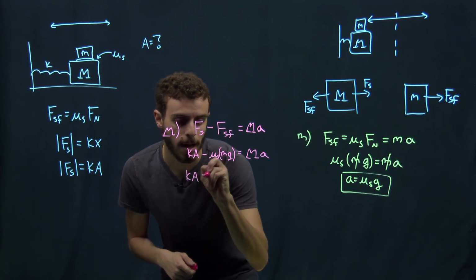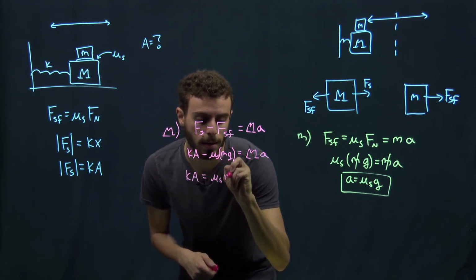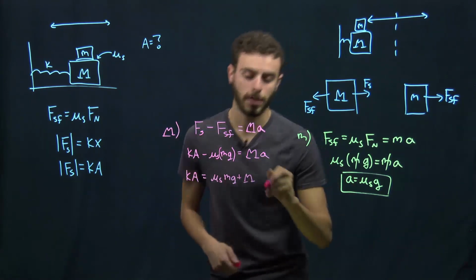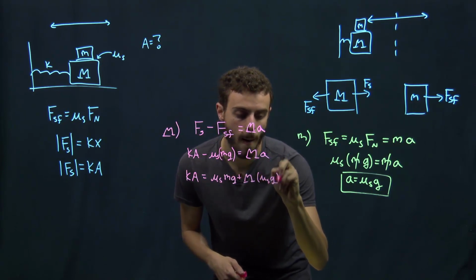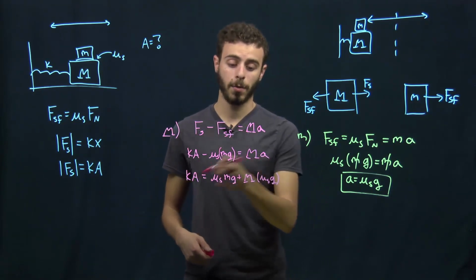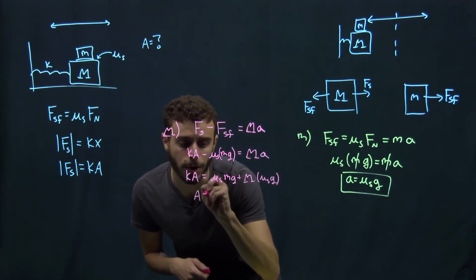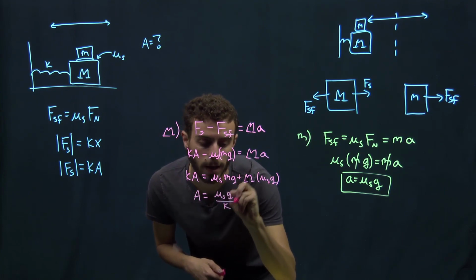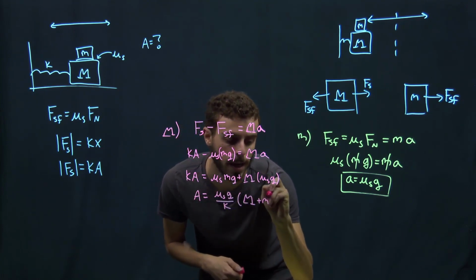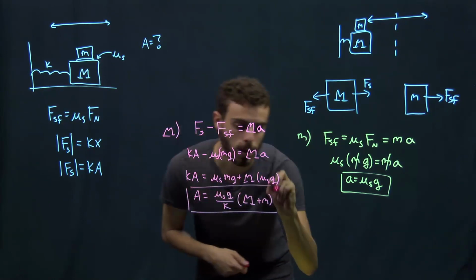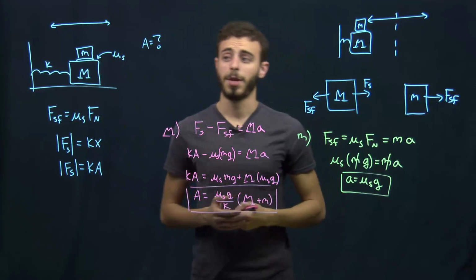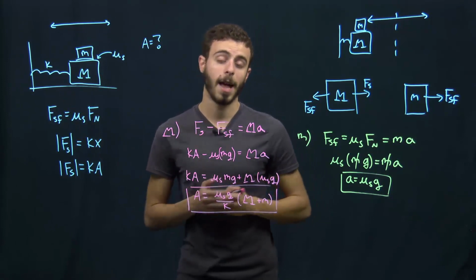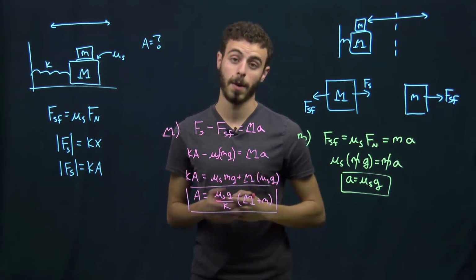So doing that, we get kA should be equal to mu s little m g, I'm just adding this over, plus big M times acceleration, which is mu s times g. And then we can solve this for our amplitude. We can factor these terms together. And we should get that our amplitude is equal to mu s times g over k, and then you add up the masses. So this here is our amplitude, which is to say, in our case where little m just barely is not slipping on big M, we would have an amplitude of oscillation equal to this quantity right here.